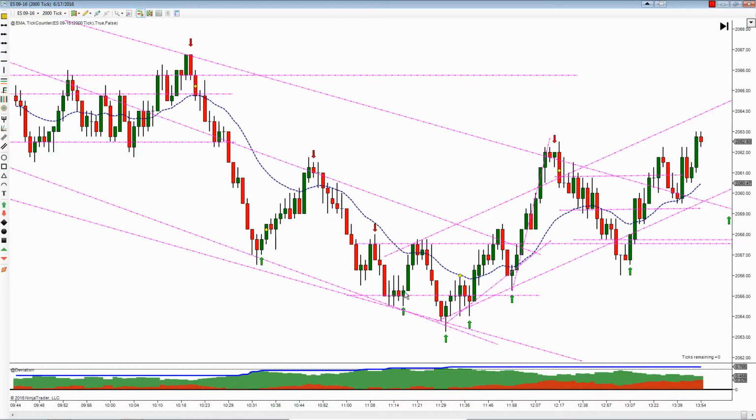My next entry was actually as price came down to this lower trend line again. It seems to be working well for me. I actually took it down here for some reason, and I believe it was because I recognized that this area here was formerly an area of support as price was moving sideways, and then I was thinking it might act as an area of resistance. So I didn't want to buy into that resistance just yet.